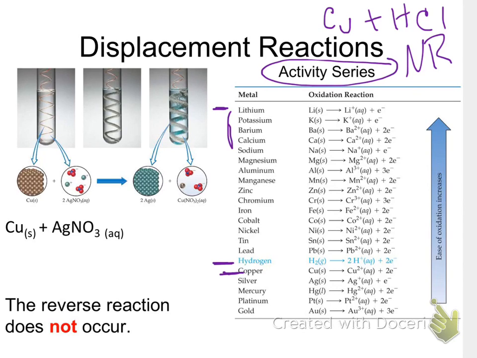However, if we were to take copper metal, here we have a piece of copper metal, atoms touching each other, and we put it in a solution of silver nitrate. And of course, because it's soluble, we're going to have silver ions and nitrate ions hydrated and floating around. So if I were to put copper into a solution with silver nitrate, now the silver is in a lower position, which means the copper is more reactive. So this reaction will occur.